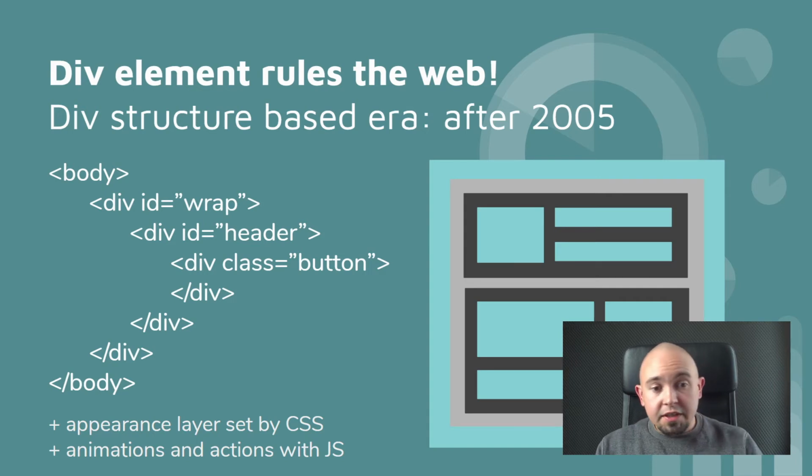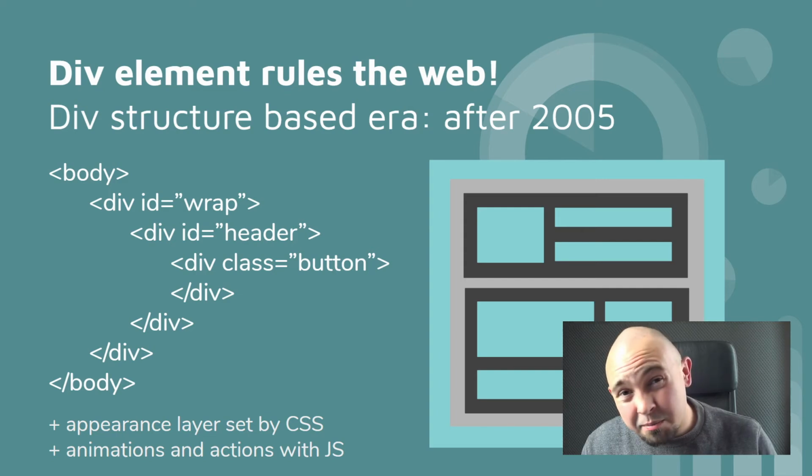The best part of it is that you could nest the divs into other divs like you can see on this slide. We have a body tag, then we have a div with ID wrap in it, and then we have a div with ID header in it, and then we have a div with class button in it. It was totally fine, it was totally normal, and you can see websites with this kind of structure nowadays as well. Back then we could also use JavaScript to create some animations, which are not very impressive today. That don't impress me much.